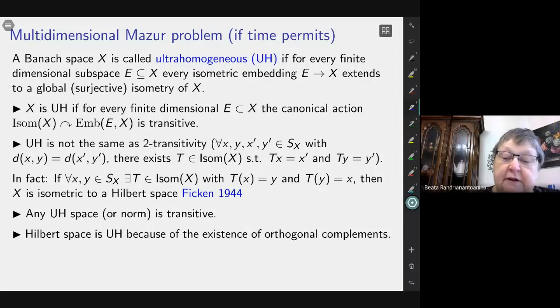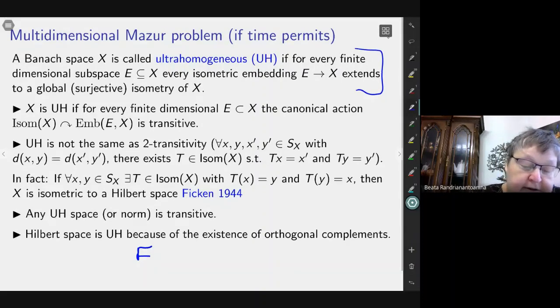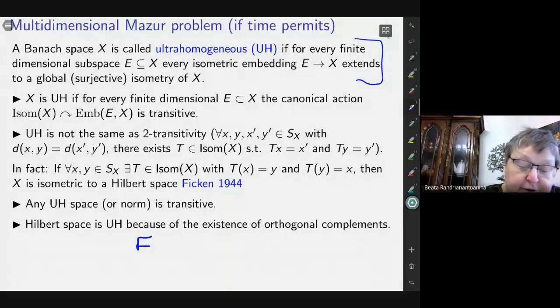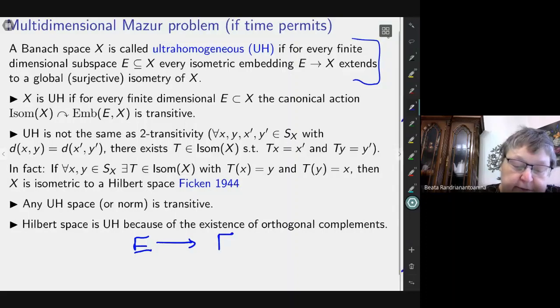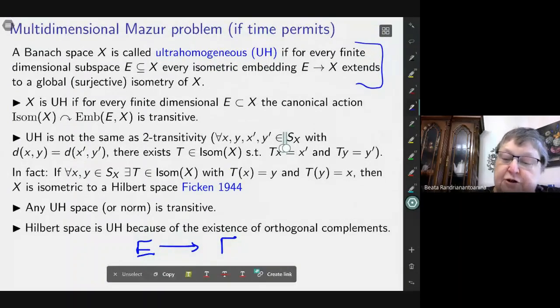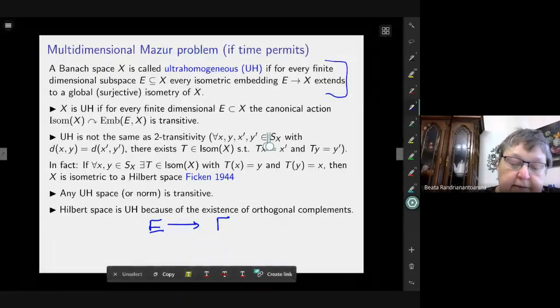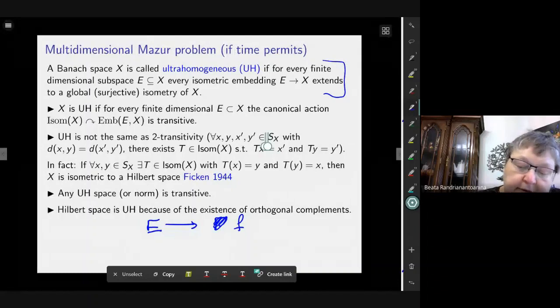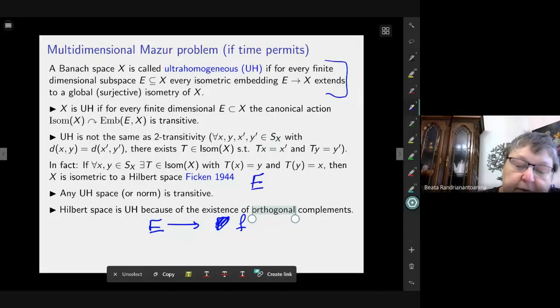Yes, that's precisely what it means. So you have some finite dimensional space E. You embed E once, and you produce F1, and you embed it again, and you produce F2.